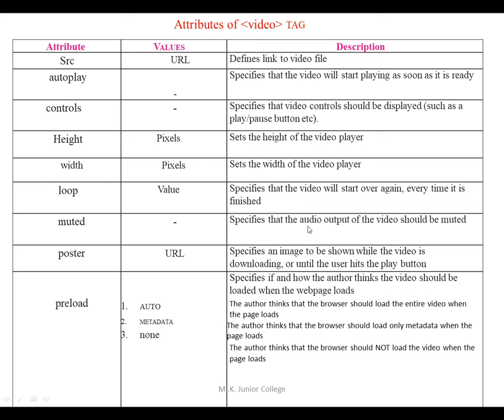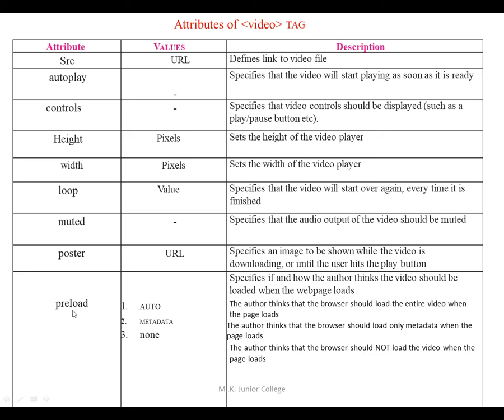If you want to manage it that way, you just have to mention the muted attribute with your video tag. Next is poster. The poster attribute of the video tag specifies an image to be shown while the video is downloading or until the user hits the play button. Any suitable picture file you can display on your video screen. So poster equals, you mention the picture file, and that picture file your video will display till the user hits the play button.